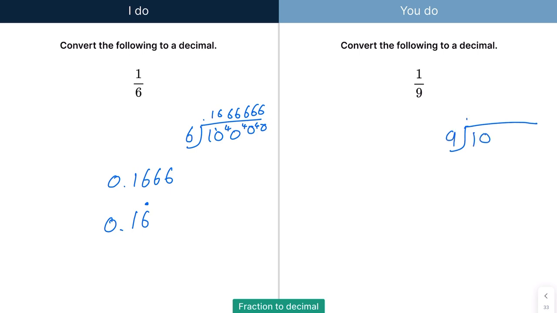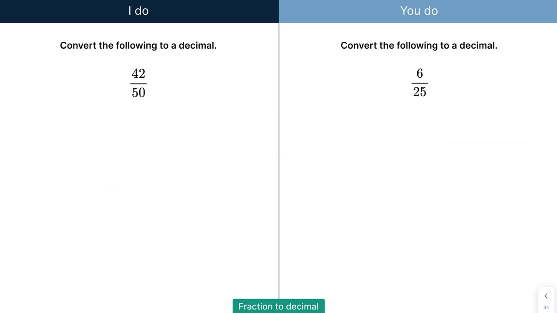So that goes into 10 once, leaves you the remainder of 1, which again is a 1, which leaves you with 10, and then that just carries on forever, and then you can just write the answer as 0.1 with a dot at the top, and the dot just means it's recurring.